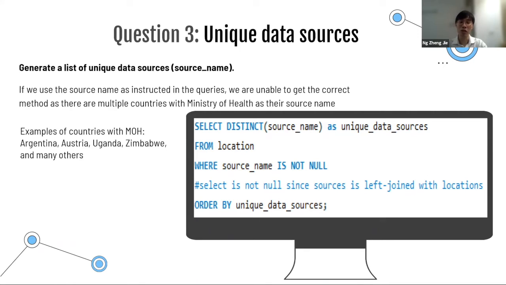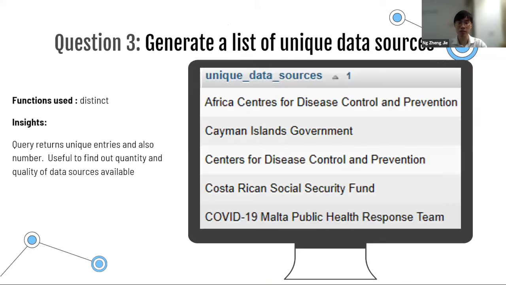Hence, we took this into consideration when implementing our database. Thus, all we need to do is to use distinct to find the distinct source names from location table, as it depends on country instead of purely on source names. After which, we need to filter out source names that are null, since sources is left joined with location in our implementation. In this question, we use distinct, which is useful when we are trying to find unique sources or data. Overall, this will be helpful for WHO to find quality and quantity of data sources available.